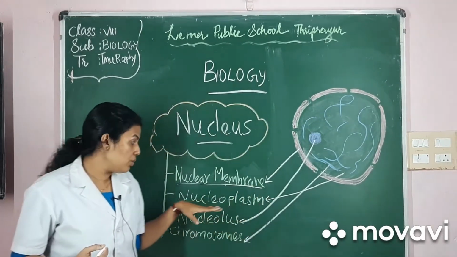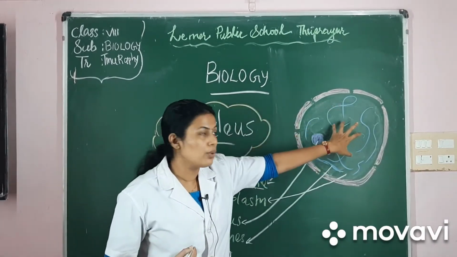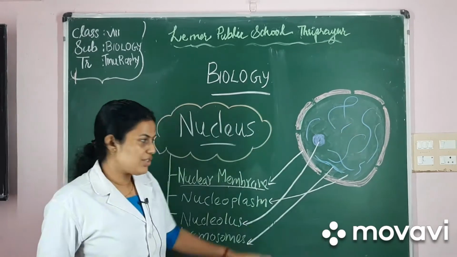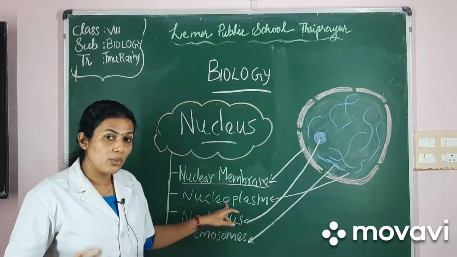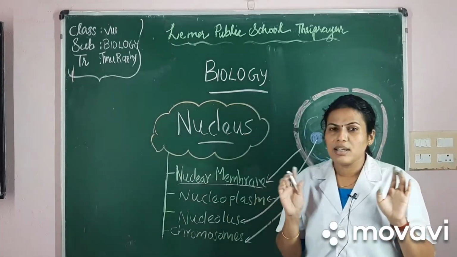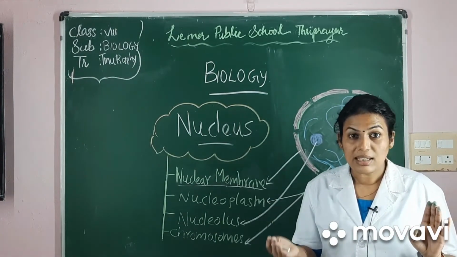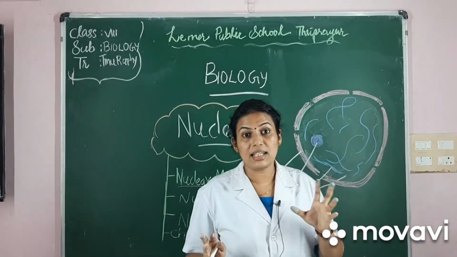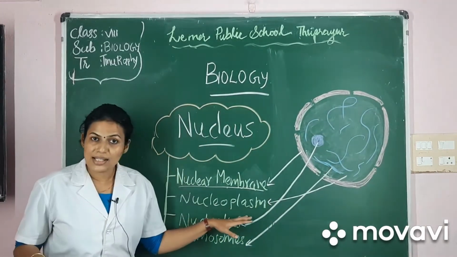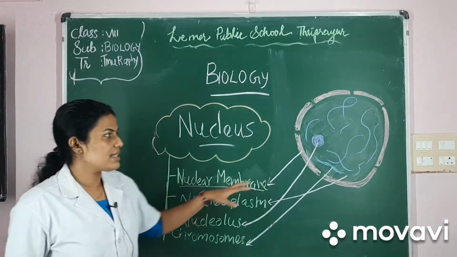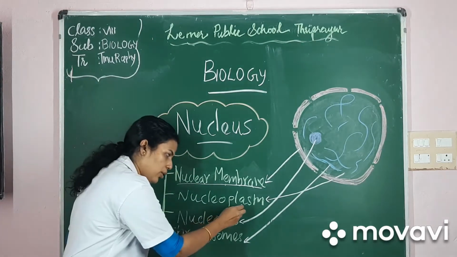Now let's learn about nucleoplasm, which is the second part of nucleus. Nucleoplasm is a dense fluid present inside the nucleus. The teacher has marked this fluid as nucleoplasm. It is the dense fluid present inside the nucleus. Now children, we have learned about the fluid present inside the cell. What is it called? Yes, the fluid or the jelly material present in the cell is called cytoplasm. And here nucleoplasm is the fluid present inside the nucleus. So we learned about the second part of the nucleus, that is nucleoplasm.